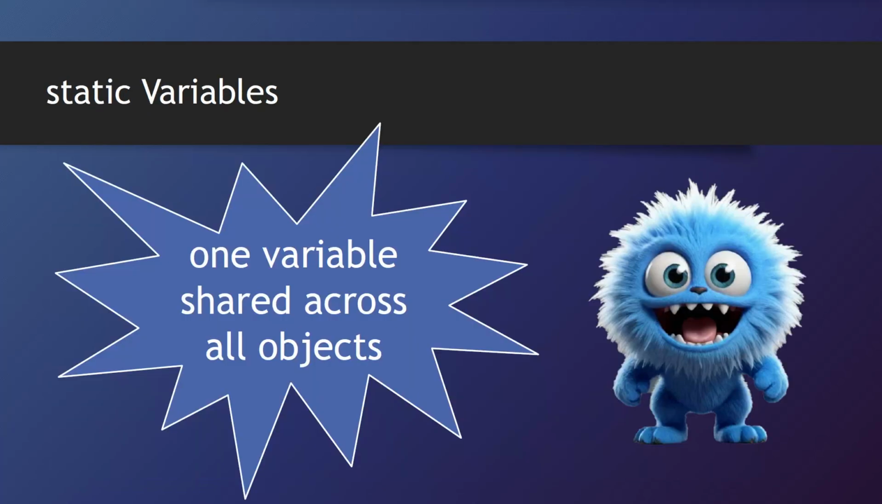Static variables are different. Static variables, also sometimes called class variables, are associated with the class itself, not with any single object or instance of the class. There's only one copy or one version of a static variable, and it's shared by all instances of the class.